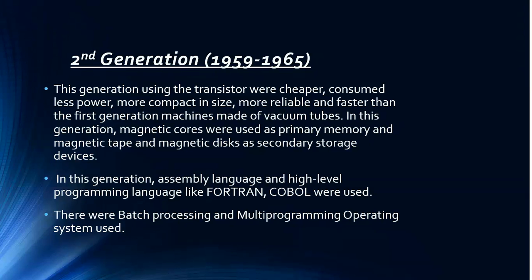In this generation, magnetic cores were used as primary memory and magnetic tape and magnetic disk as secondary storage devices. Assembly language and high-level programming languages like Fortran and COBOL were used. There were batch processing and multi-programming operating systems used.